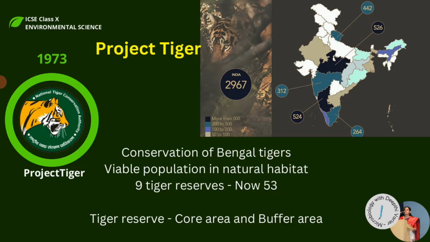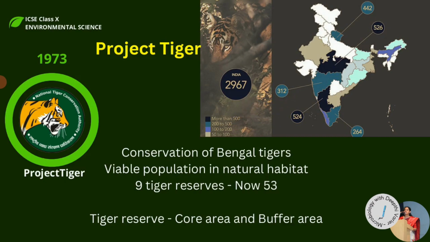For example, you might have heard of Ranthambore, which is a tiger reserve. Sundarban is a tiger reserve. We have Annamalai Tiger Reserve in the south. So there are many tiger reserves in the country, 53 in number, and now the number of tigers has come up to almost 3,000. This was in the 2018 census. It has almost come up to 3,000 now.